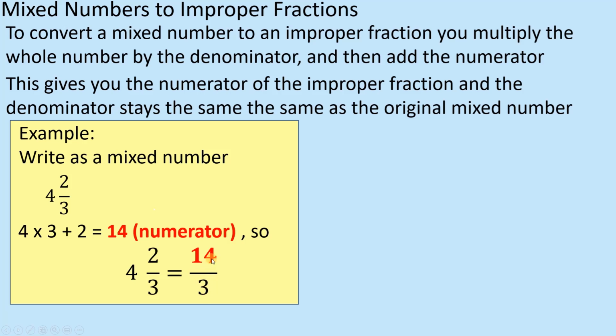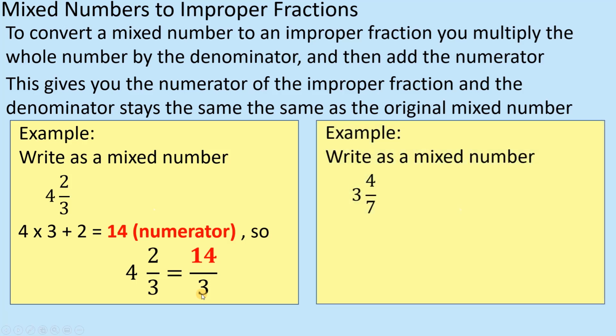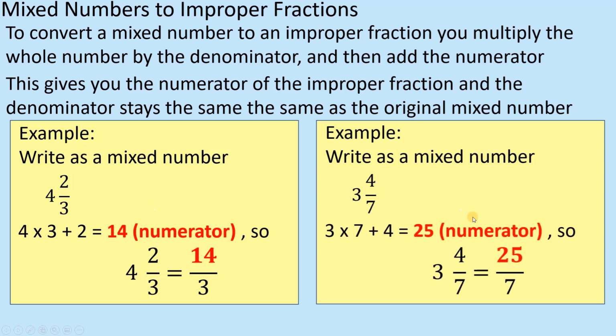I can check that by looking at what we've done before. How many 3s go into 14? 4. It takes me to 12, and there's 2 left, so I can check my answer by doing that, and it's 14/3. If I follow the same example here, I'm going to do 3 times 7, which is 21, add the 5, add the 4, which is 25, and then my denominator stays as 7, so it's going to be 25/7. Again, I can check that. How many 7s go into 25? There's going to be 3 to take me to 21, and there's going to be 4 left. So that's how you go about doing it.